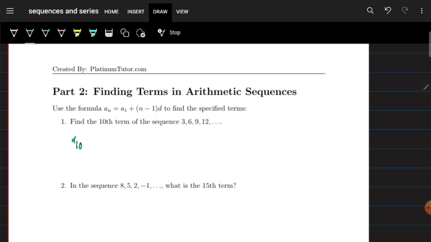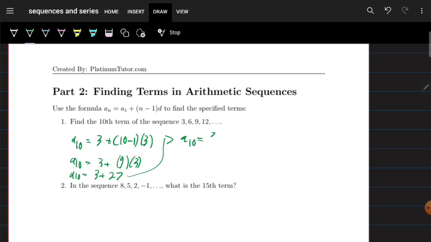So a10, the 10th term, is equal to a1, which is 3, plus, we want the 10th term, so we have 10 minus 1, times, what's the common difference here? We're going up by 3's each time. So times 3. So we get that a10 is equal to 3 plus 9 times 3, 27. And so we get that a10 is equal to 30.